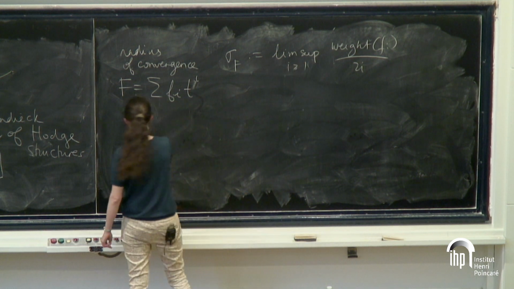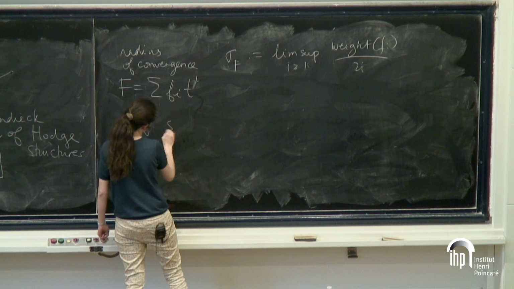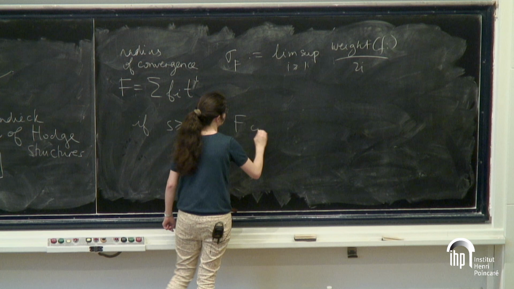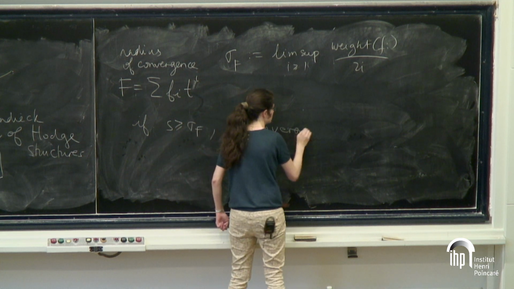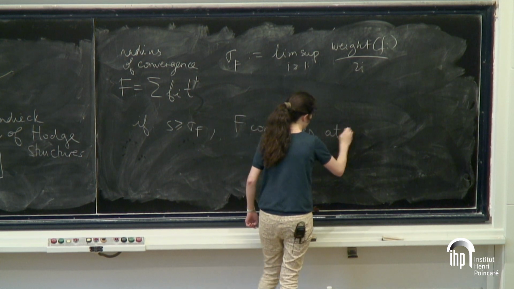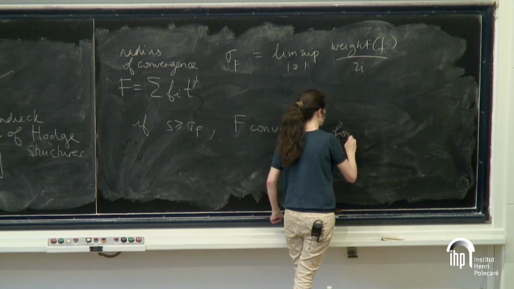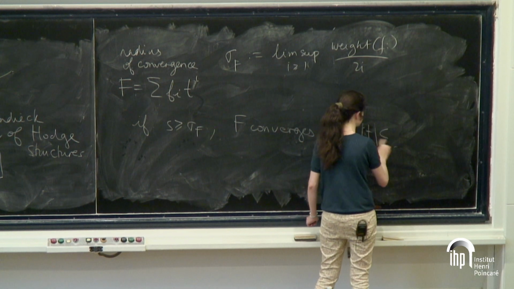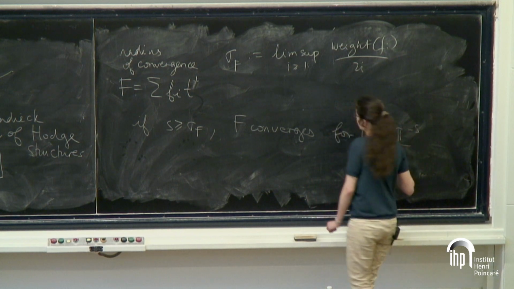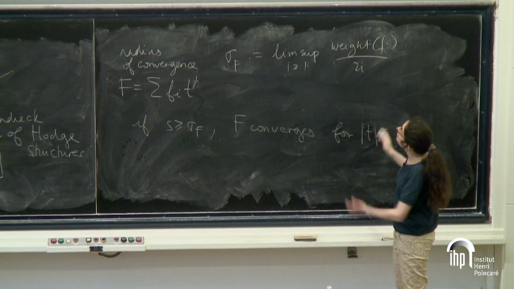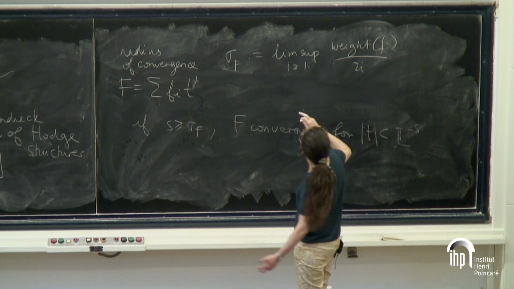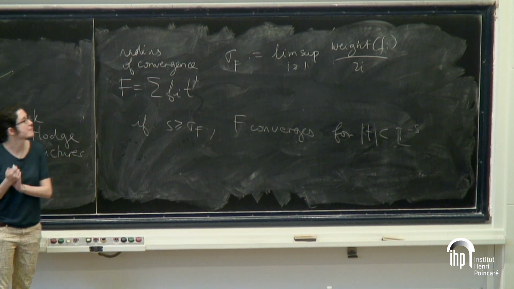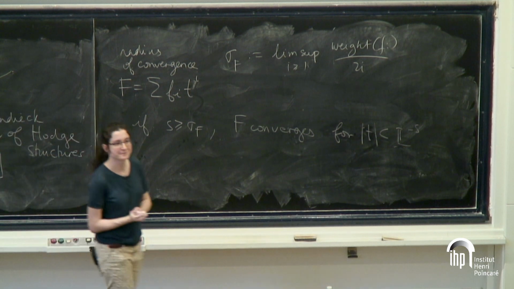And I can say that whenever S is at least sigma f, f converges for t at most L to the minus S. So this is how this convergence that is used in the statement of the theorem that I already erased works. So I think I'm going to stop here. Thank you.